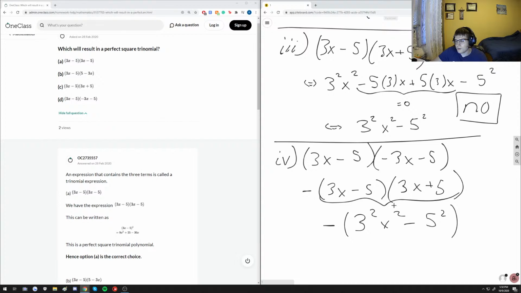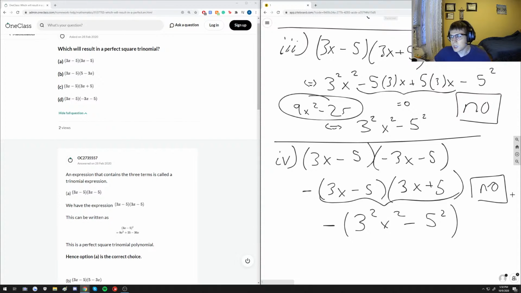And for that reason, this is not a perfect square trinomial. What this is an example of is the difference of perfect squares. So if we consider this as 9x squared minus 25, this is a classic case of difference of perfect squares. This is the product of 3x minus 5 times 3x plus 5. This is a special case, and it's never going to be a trinomial. So both of these will not be perfect square trinomials.